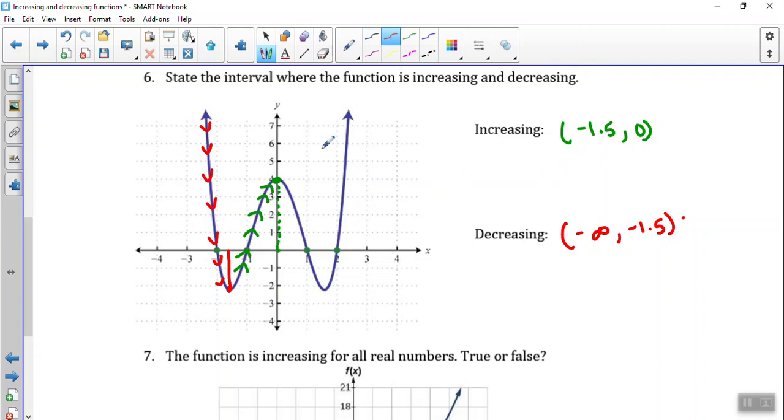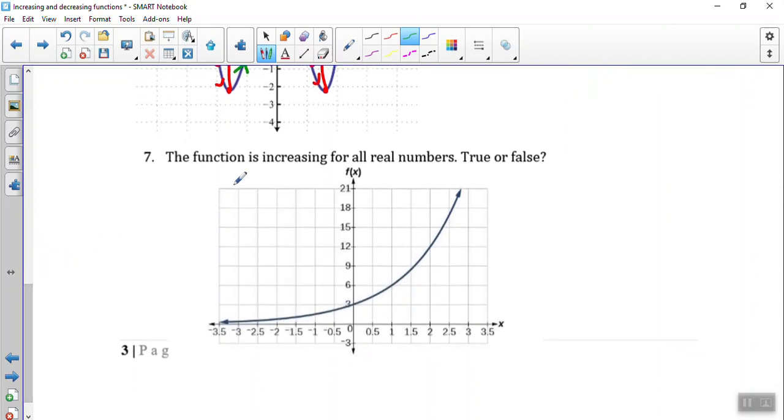Okay, and then it starts decreasing over here at my turning point. So union, it starts decreasing again from 0 at my turning point, and it stops decreasing here at 1.5. And then finally, my last interval, it's increasing here. So we can say it's increasing from my turning point at 1.5 until infinity.